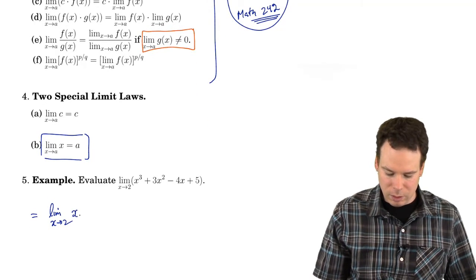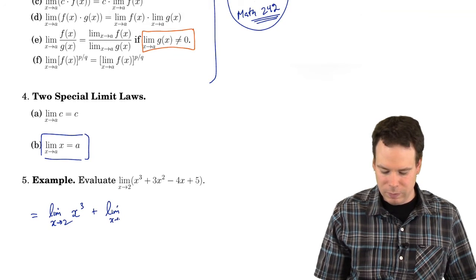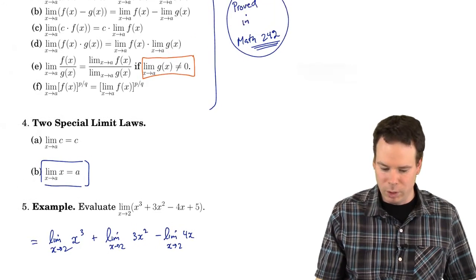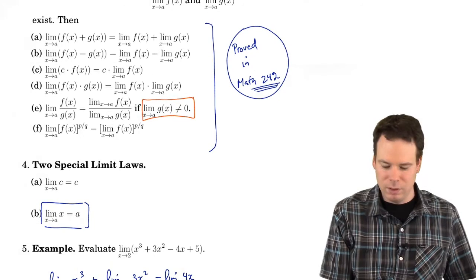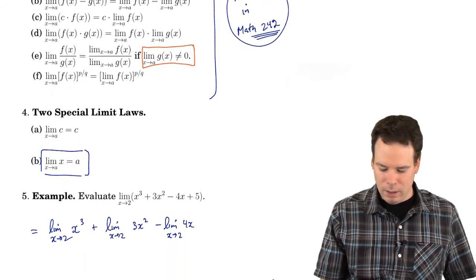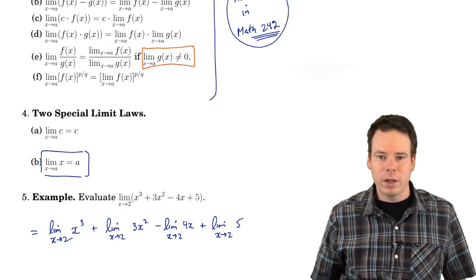So this means I can work out the limit of the first term plus the limit of the second term minus the limit of the third term. This one was actually using the second property: the limit of a difference is the difference of the limits, property B. And lastly, we have the limit as x goes to 2 of 5. Now what can we do?